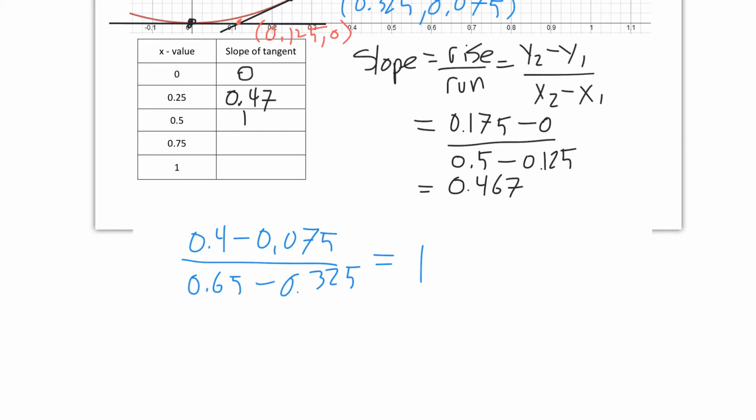Now if you go ahead and do the other ones, you should get approximately 1.5 for this one and approximately 2 for this one. Now again, your numbers might be a bit different. You might get 1.4, 1.6. Over here you might get 1.8 or maybe even 2.2, but these should be your approximate values. So let's go ahead and take our values that we got for the slope of the tangent. Let's do something interesting with them.